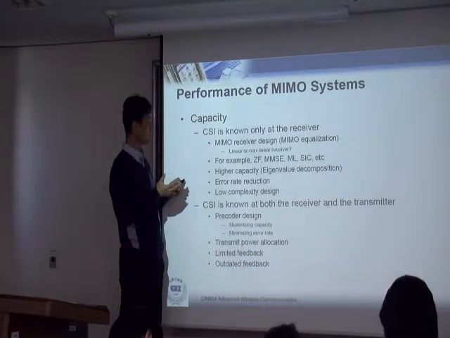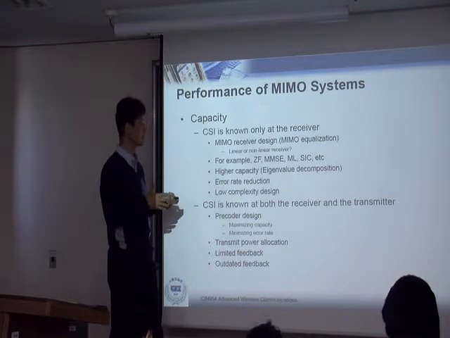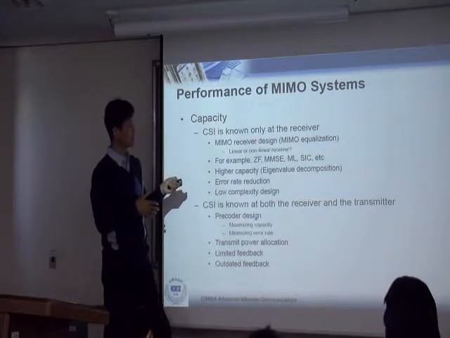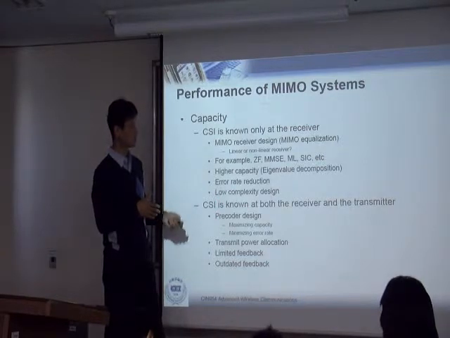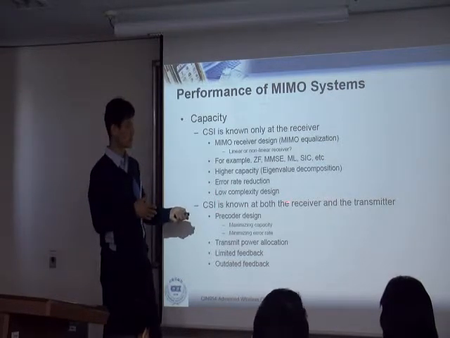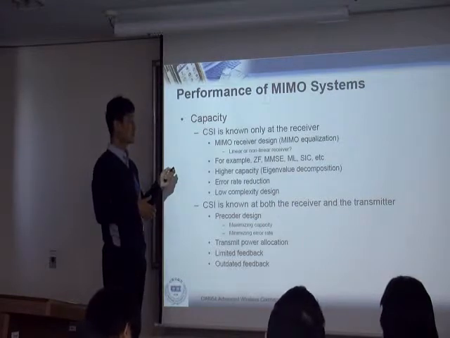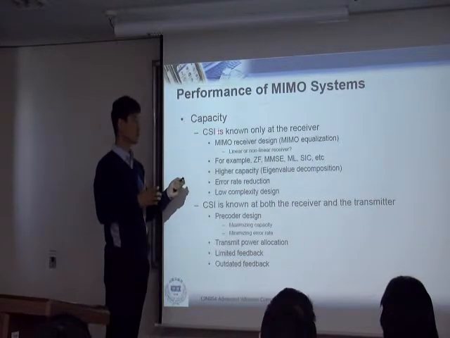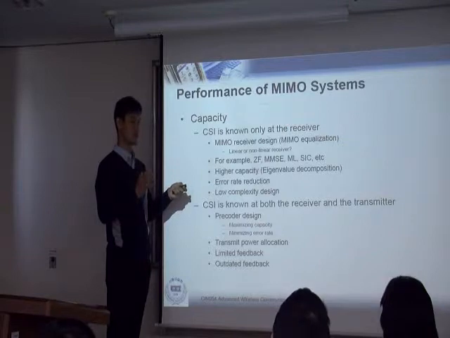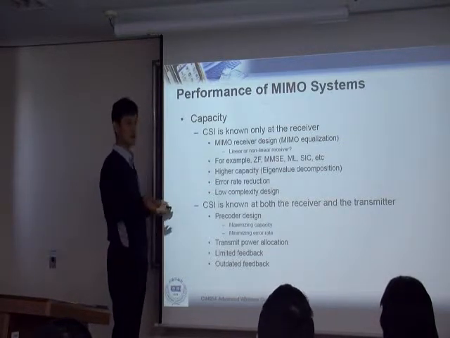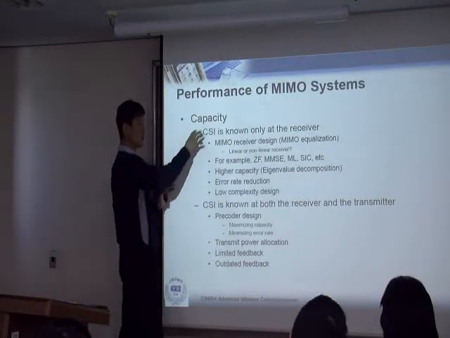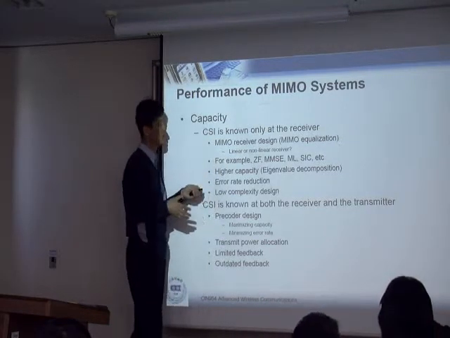Typically, we categorize into two different cases. First, CSI is known only at the receiver. Second, CSI is also known at both the transmitter and receiver. When you assume that CSI is only available at the receiver, then there's nothing you can do at the transmitter because the transmitter knows nothing.